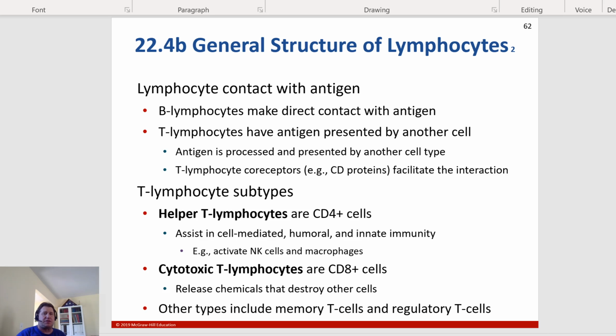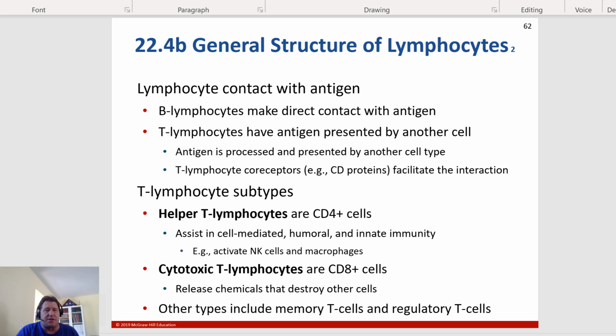Now the T lymphocytes have different types. They're helper, they're cytotoxic, and there are other types too: memory cells, regulatory T cells. The helper ones are called the CD4 plus, and the cytotoxic ones are called the CD8 plus cells. So helper T cells, CD4, help other cells activate, including themselves, and they help B cells. They initiate the entire immunological response that creates antibodies.